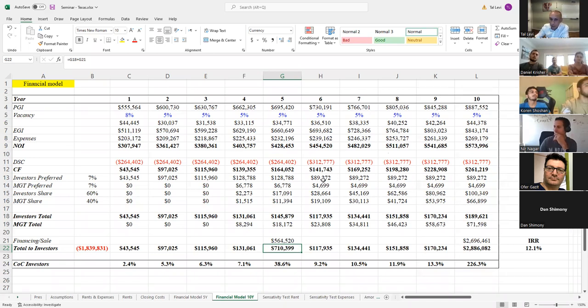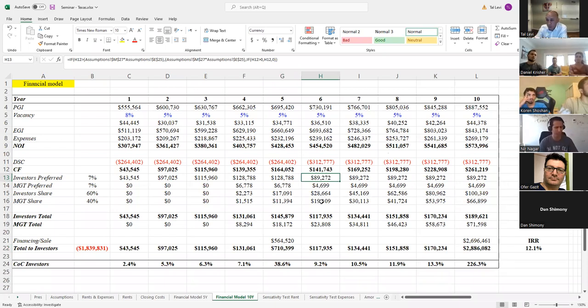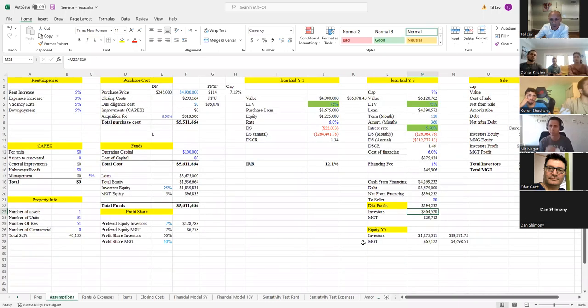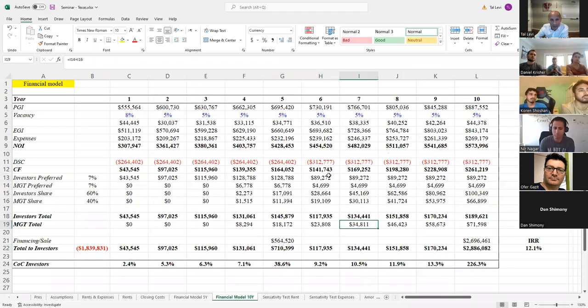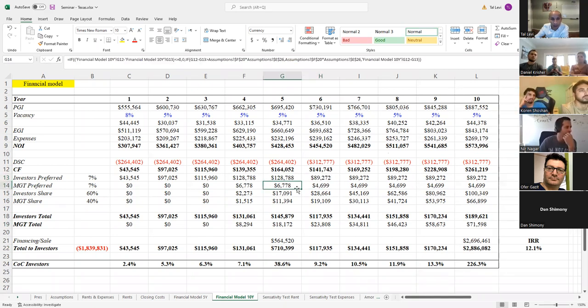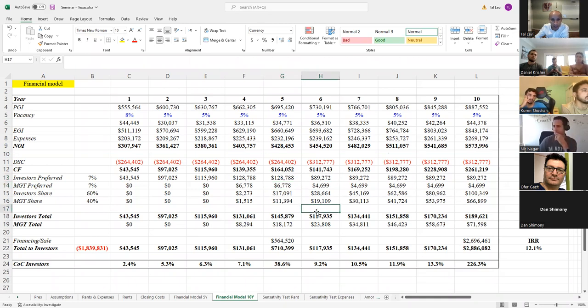Going forward, as Ofer mentioned, we're going to calculate everything based on the new equity, which is a decreased equity, $1.2 million and $67,000. Okay. So everything going down here, you see that went from 128 to 89, that went down from 67 to 46, but this split doesn't change. So they're getting less here, but more on this part, okay?